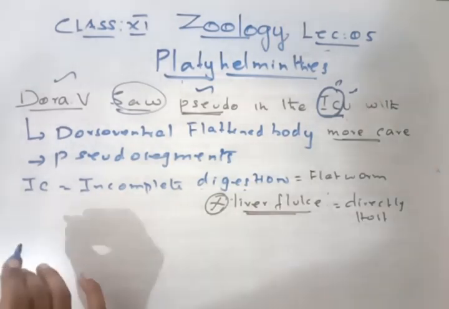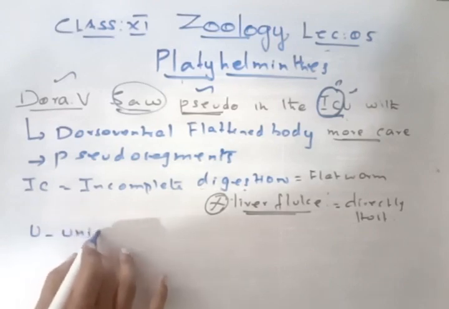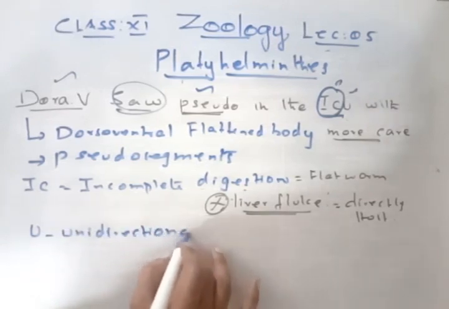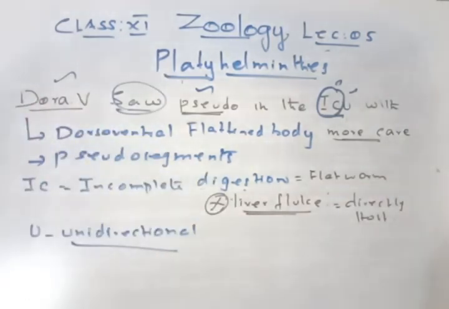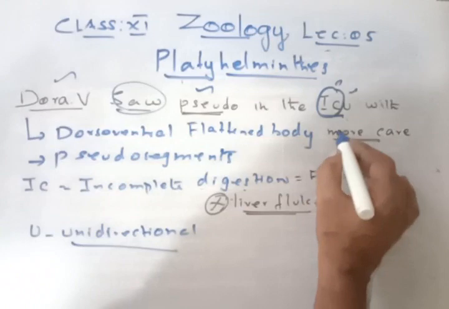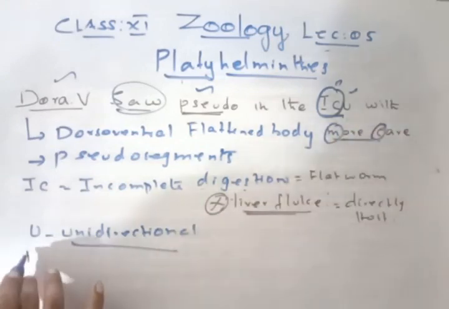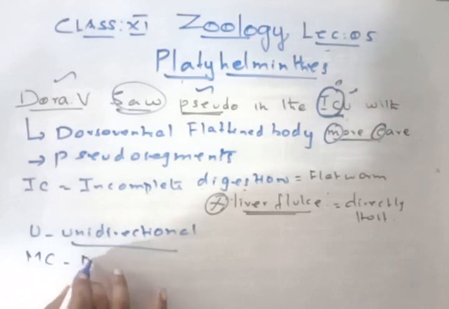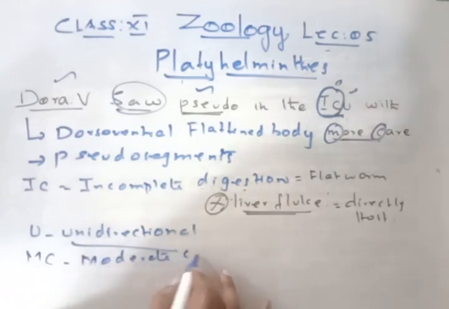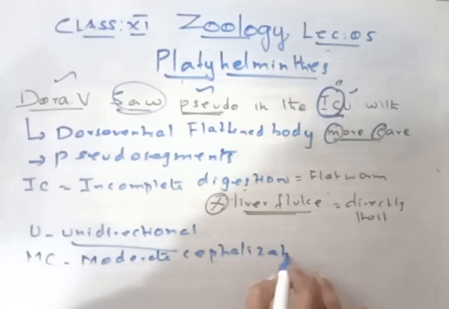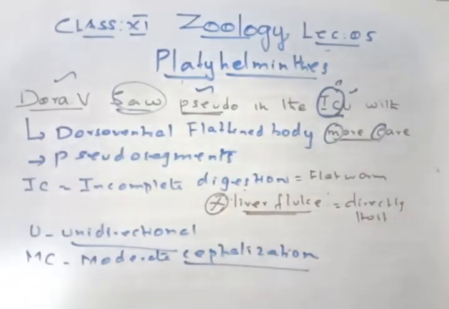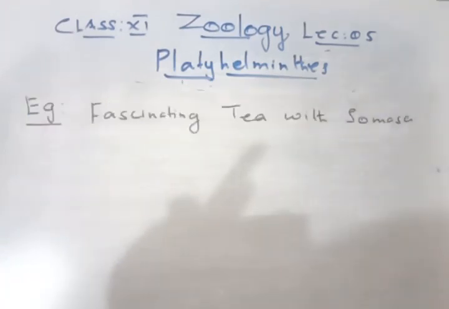Then we talk about U. U is for unidirectional. What is unidirectional? It moves only in one direction. Then next one, this M and this C I will take. So we will talk for MC. MC is for moderate cephalization. What is moderate cephalization? It means formation of the sensory organs in the anterior part. But here it is moderate. So moderately the head is formed. Now we will talk about the examples. I have got a statement for you to remember the examples.